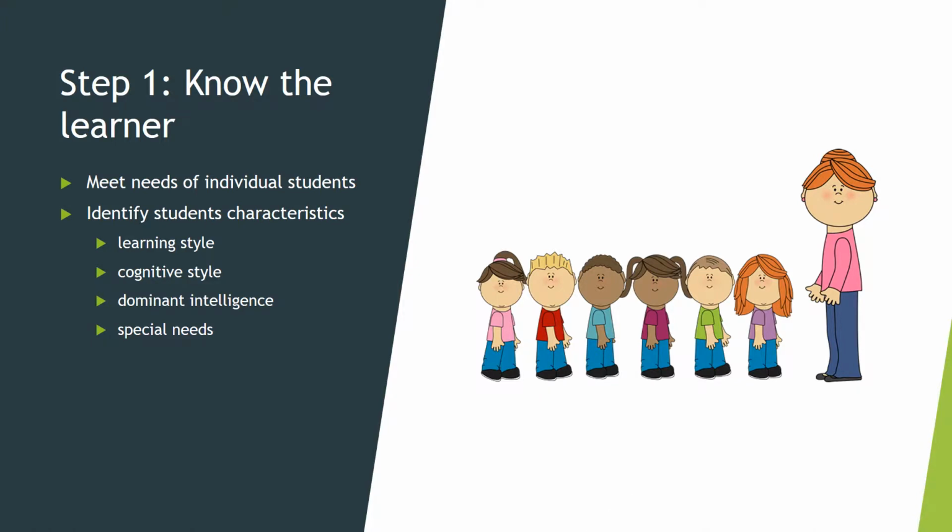The first step in the dynamic instruction design model is to know the learner. It is important for educators to meet the needs of individual students by identifying their characteristics. Teachers must know what makes a child tick and can understand how to teach. Understanding a child is to know their learning style, cognitive style, dominant intelligence, and special needs.